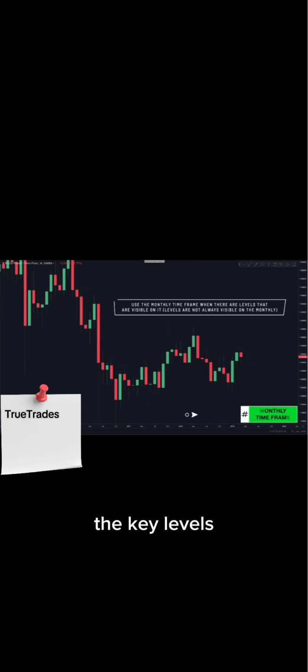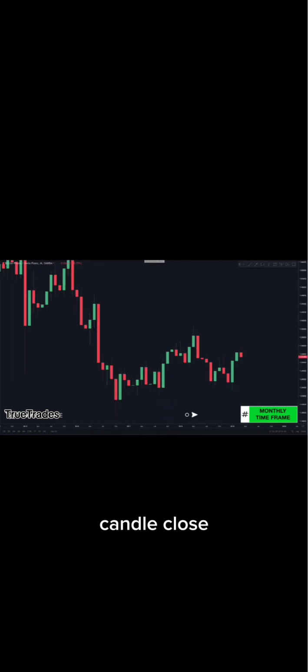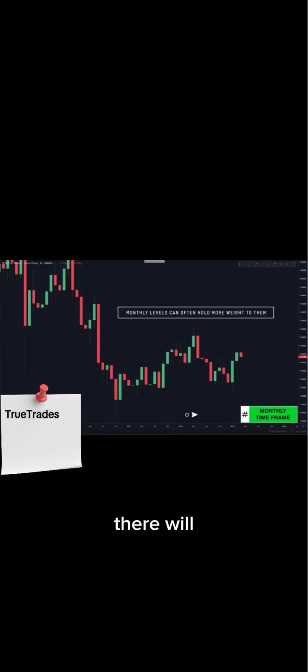So you can also use the monthly time frame to spot key levels as well. Using the monthly time frame to identify key levels isn't a must, because often, since the monthly is such a large time frame to use, you won't be able to always spot levels. But we're going to show you this technique anyways, so that you can use it if you choose. So here in the pound Swiss monthly time frame, we often find that monthly levels can hold more weight to them if used correctly.